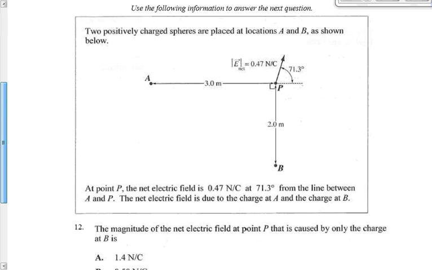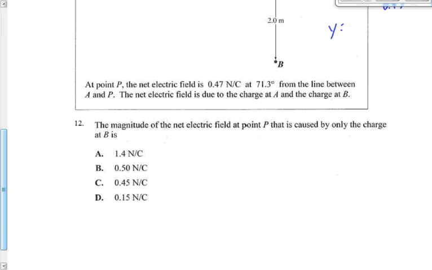In the end here, we get the field caused by A and the field caused by B. The field caused by B is upwards. It's the Y component of that electric field. So all we're going to do here is say, look, sine 71.3 is equal to opposite over hypotenuse. So Y is equal to 0.47 times sine 71.3, which for number 12 works out to be C, 0.45.